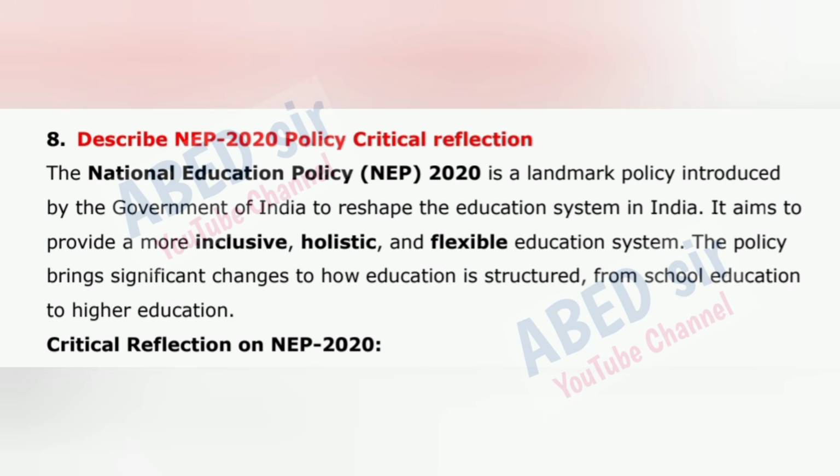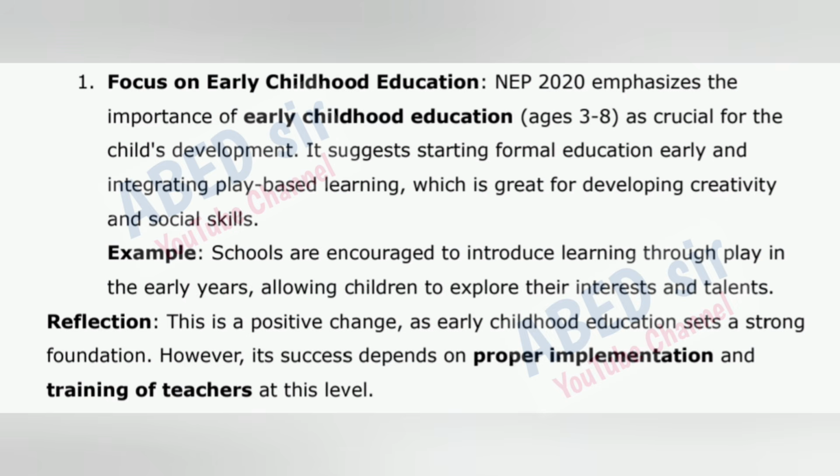Critical reflection on NEP 2020. 1. Focus on early childhood education. NEP 2020 emphasizes the importance of early childhood education, ages 3 to 8, as crucial for the child's development. It suggests starting formal education early and integrating play-based learning, which is great for developing creativity and social skills.